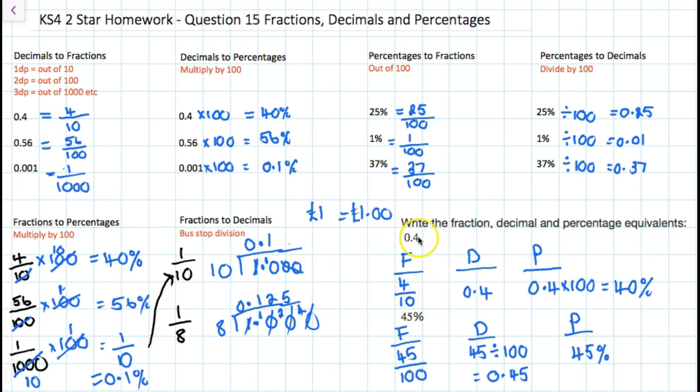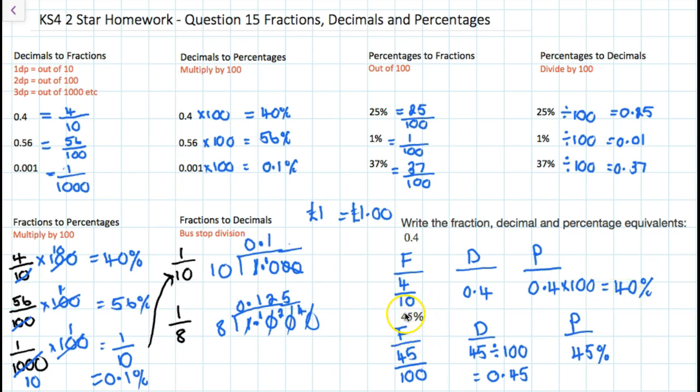Okay, so we've got 1 decimal place, which gives us our fraction as 4 out of 10. So 1 decimal place, 1 zero, out of 10. Decimal is as it is. Percentage, we need to multiply by 100 to get an answer. So 0.4 multiplied by 100 gives you 40%.